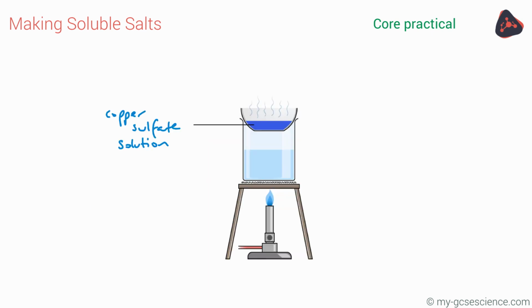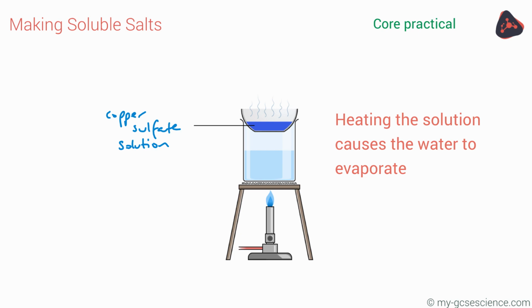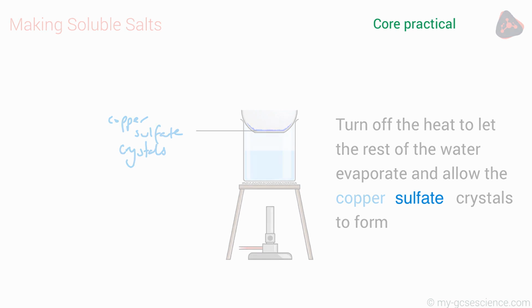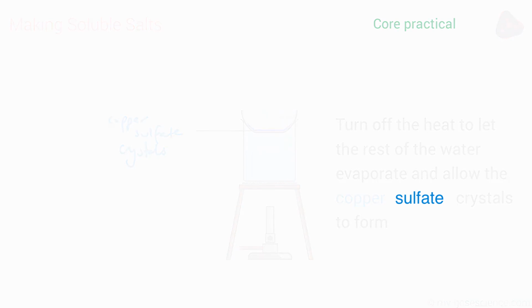Now that we've collected our pure copper sulfate solution, we need to transfer it into an evaporating dish and start to heat it to remove the water by evaporation. You don't need to heat it for very long to get the evaporation process started, and then you need to switch off the heat and let any water that's left behind evaporate. If you switch off the heat too late, you might not end up with very good salt crystals, so it's important that you only heat it for a short while and then switch off the heat and leave your dish somewhere warm and dry to allow the crystals to form.